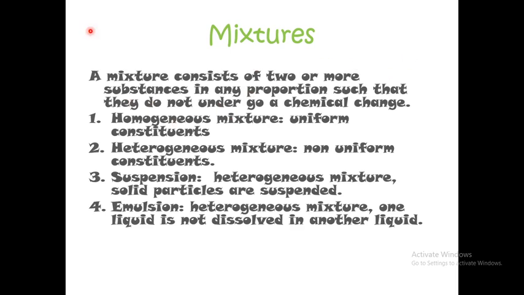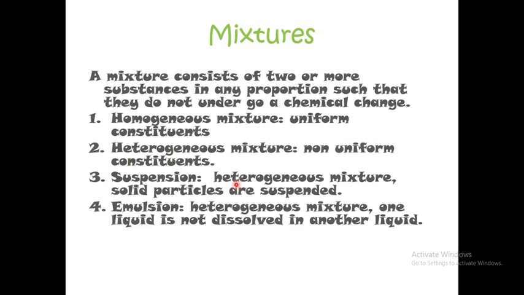Okay, so mixtures basically are of four types. First is homogeneous mixture. Now homogeneous itself says that it is uniform. So homogeneous mixtures are the mixtures which have uniform constituents. The constituents which are present are uniform. Heterogeneous mixtures are the mixtures which are non-uniform. The constituents present in the mixture are non-uniform.